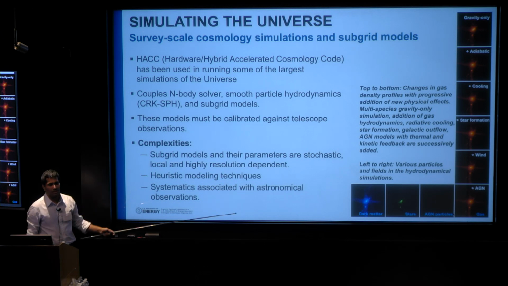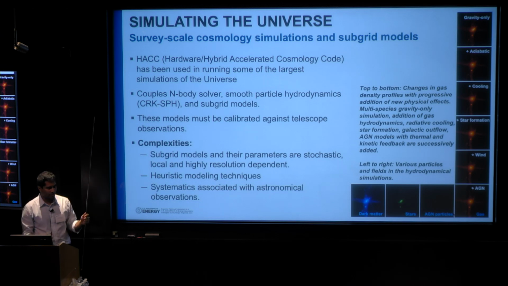But all these subgrid parameters, just like in all the talks we've listened to, have to be calibrated to observations. But there are a lot of complexities apart from all the machine learning frameworks that you can use. Even in the model scales and in the subgrid models, you often see that these subgrid physics models are very stochastic. They're very local models and extremely resolution dependent. So you have to be very careful about these subgrid model calibrations. We are dealing with a lot of heuristic techniques. And then there are systematics in observations that you have to take care of. There are biases that we have to be very careful about including.